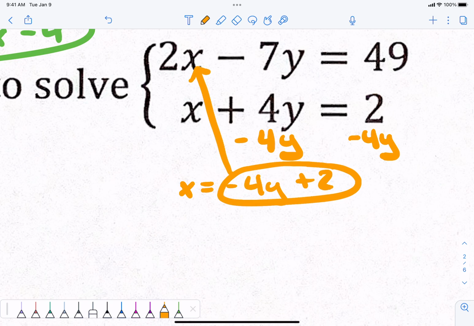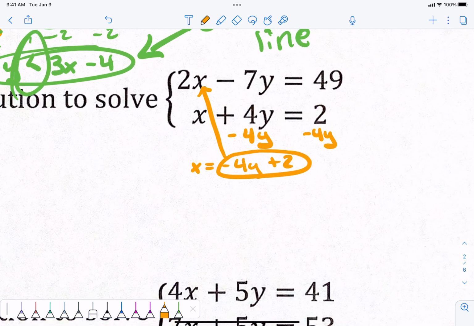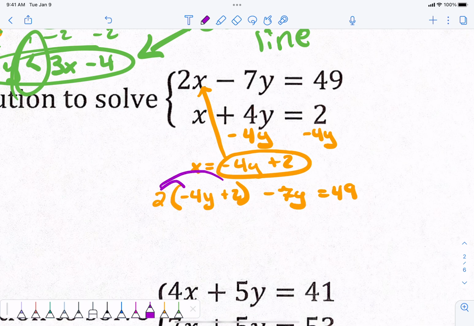It's taking the place of the x, right? So 2 times negative 4y plus 2, minus 7y equals 49. We're just plopping that in the spot of the x. And we're going to distribute the 2. Are we doing okay so far? Can you hold up for a second? Okay, now let's distribute the 2. So that would be negative 8y plus 4 minus 7y equals 49.